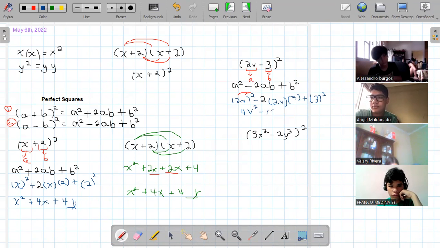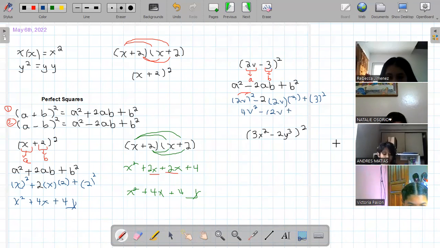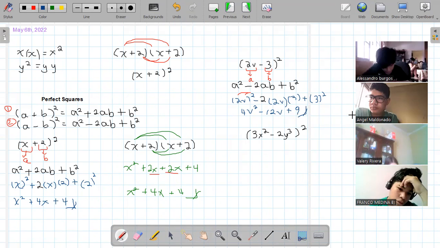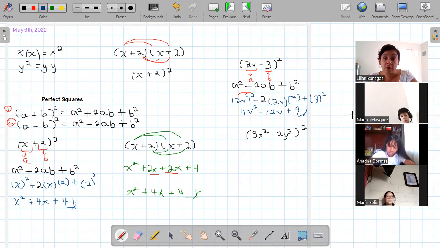4 times 3, 12. And I copy my variable, 12V. Plus, how much is 3 to the square? 9. And that is my final answer. It is easy, right? It's easy to solve using the formulas. Questions so far?